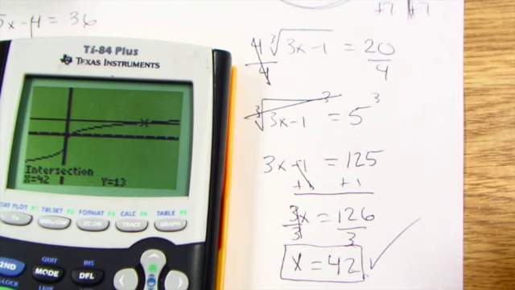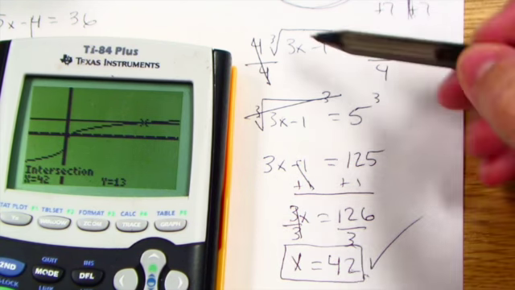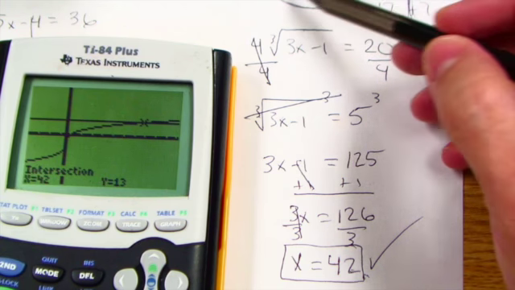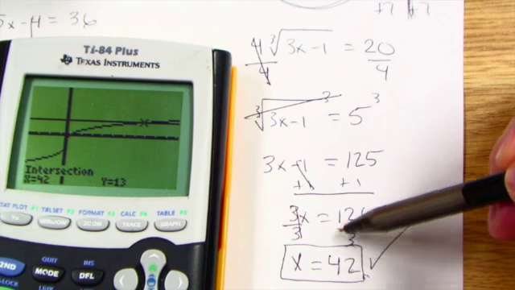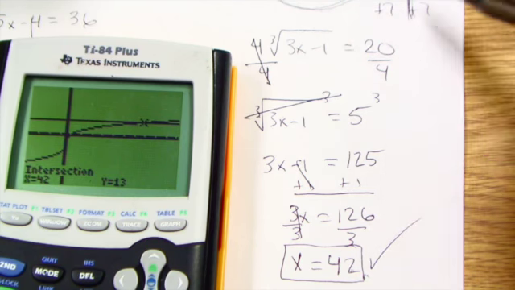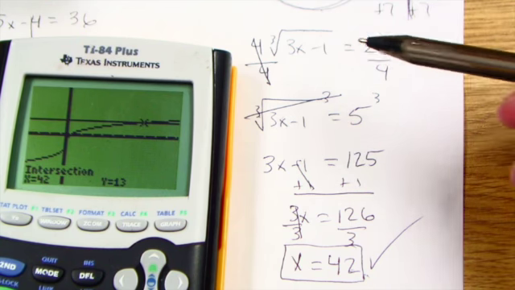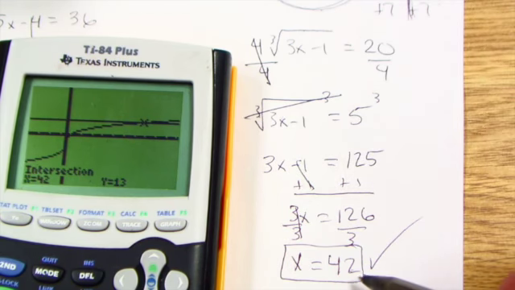So this is a solution. I just wanted to show you both ways of doing it. The first way, I could have just plugged 42 in for x and gone through the whole problem to see if I got a true answer at the end. Or you could put the left side in your y equals and the right side in your y equals and verify it that way by seeing where those 2 lines cross. And they do in fact cross at 42. So that is a solution.